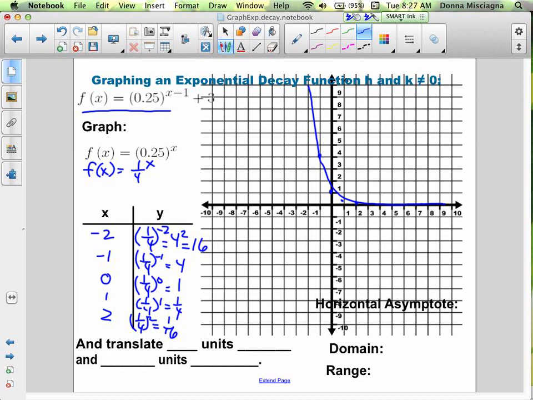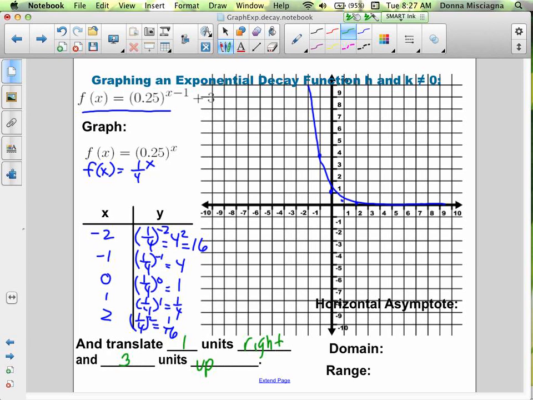Purple 1. 3 units, what direction? And what else? Yep. All right, so -1 on the x translates that 1 unit to the right, +3 to the whole function translates that 3 up. What's the horizontal asymptote going to be?